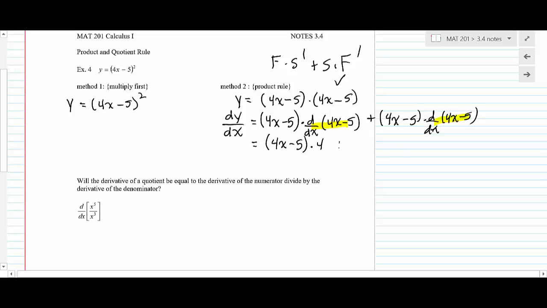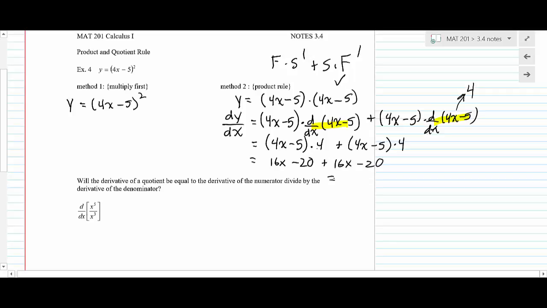Then you just move over here, and that's going to be 4x minus 5. The derivative there, of course, also is 4. Okay, then we just multiply it out. One way you could do this is I'm just going to use the distributive property and multiply it out. So 4 times 4, 16x. 4 times 5 is 20. Obviously, I get the same thing here because it's the same thing. So that's 16x minus 20.